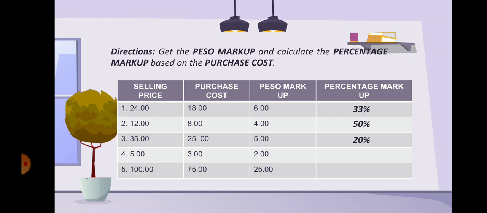Yes, 20%. Next, number 4, selling price is 5 pesos. The purchase cost is 3 pesos and the peso markup is 2 pesos. What is the percentage markup based on cost? Very good, it's 66%. Next, 100 is the selling price, 75 pesos is the purchase cost, and the peso markup is 25 pesos. What is the percentage markup based on cost? Yes, 33%. Okay, very good, class.